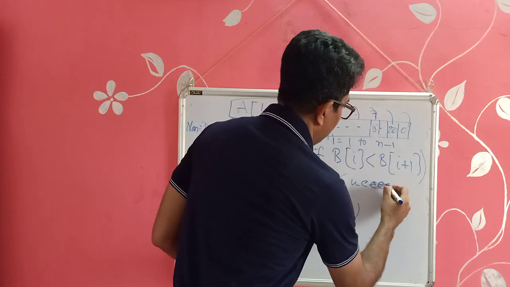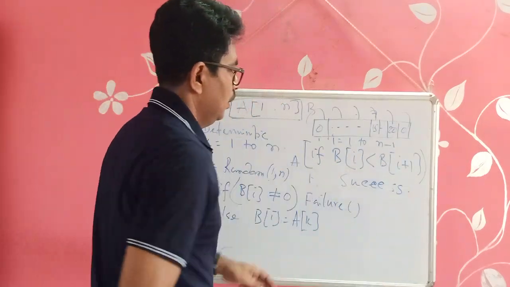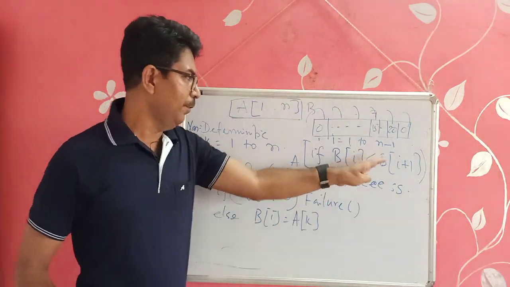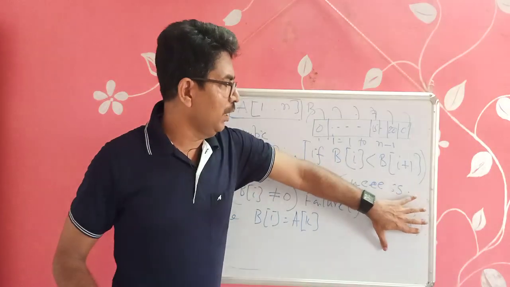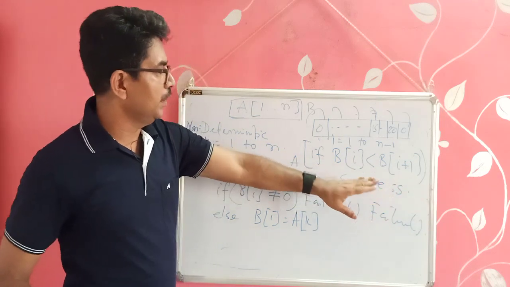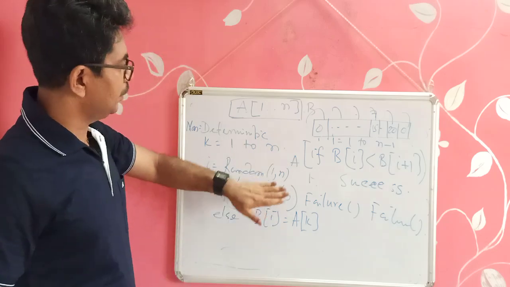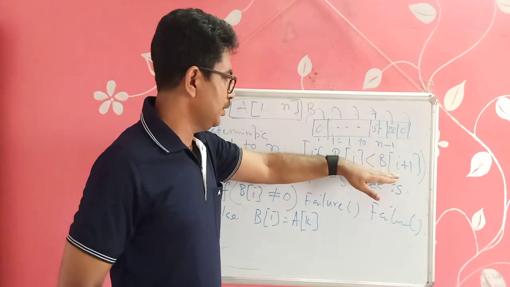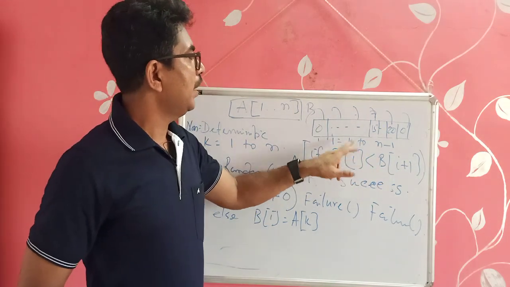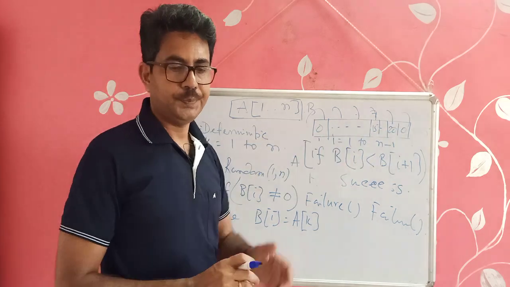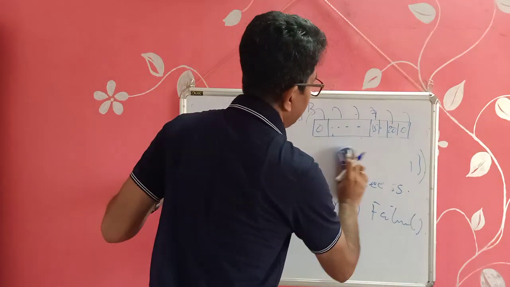That means all the values are in sorted order. If not, then failure. We are not thinking about the failure. We are thinking that if this is true for a particular instance, and this also happens for a particular instance, then we can say that our array A can be sorted like this. Now here the time complexity will be less than the previous one, the deterministic one.